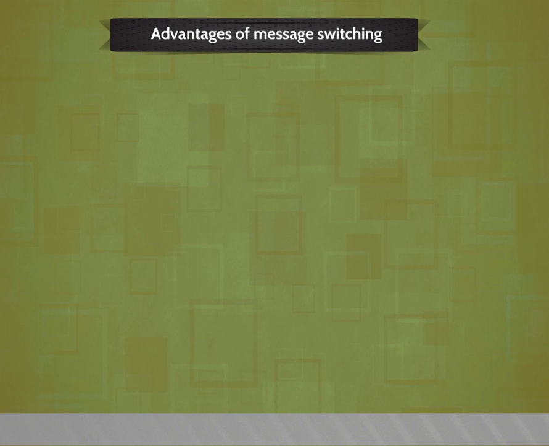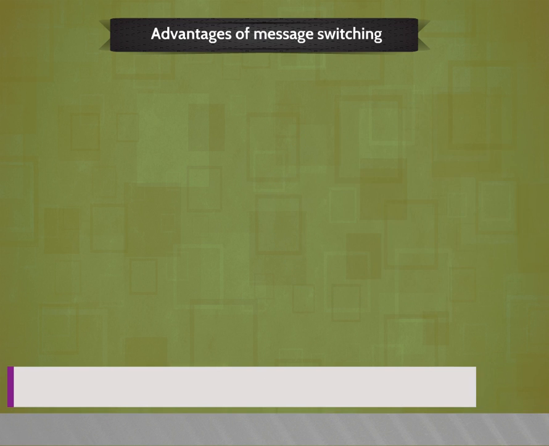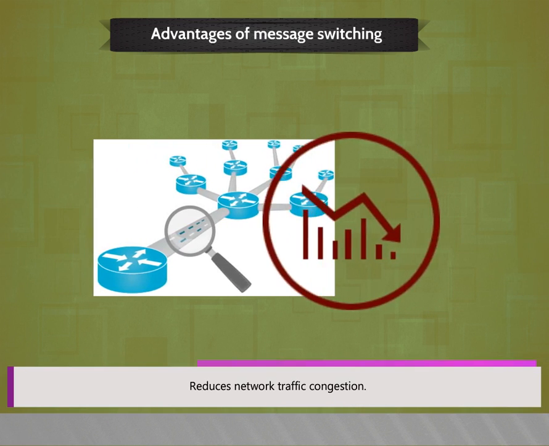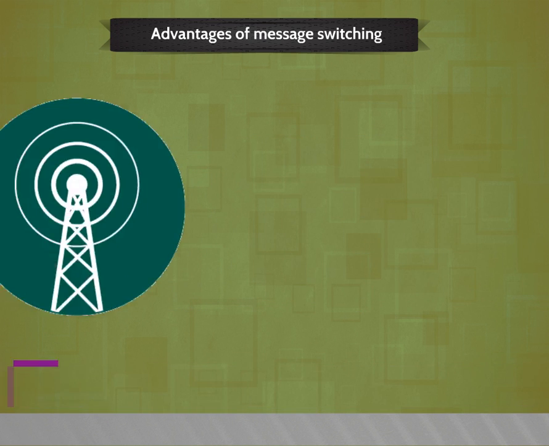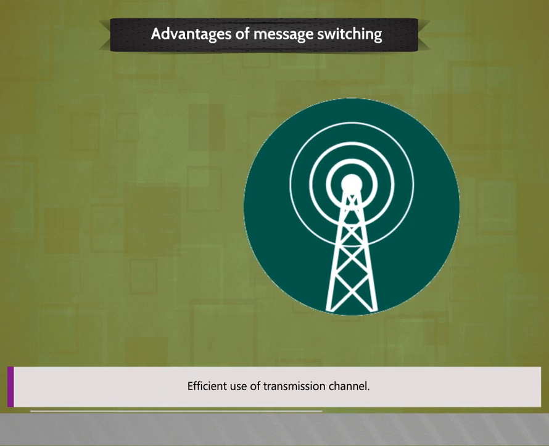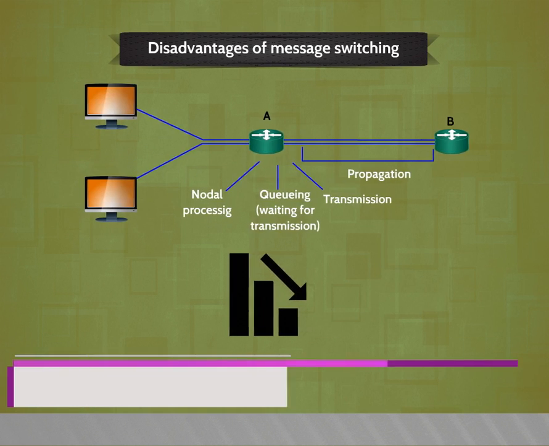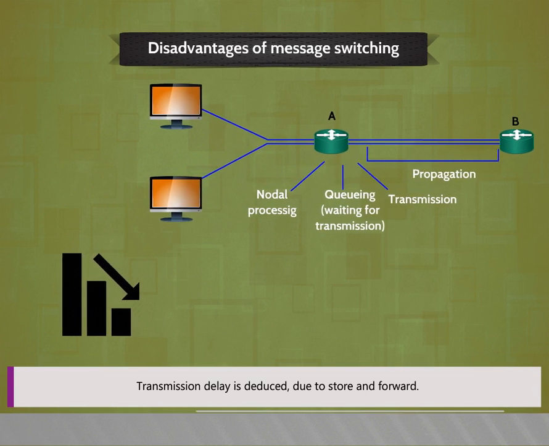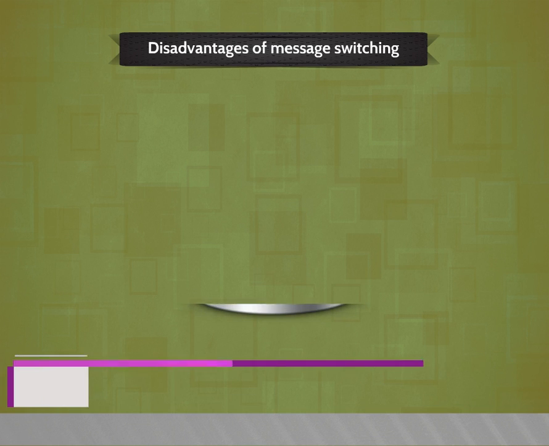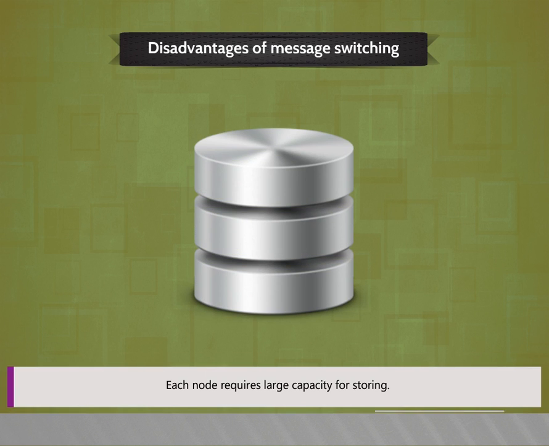Advantages of message switching: efficient traffic management, reduces network traffic congestion, efficient use of transmission channel. Disadvantages of message switching: transmission delay is induced due to store and forward. Each node requires large capacity for storing.